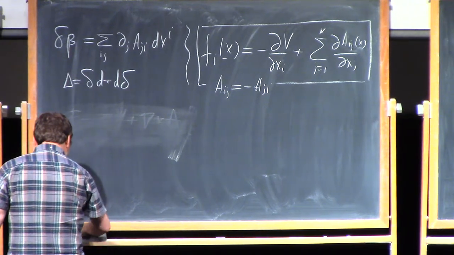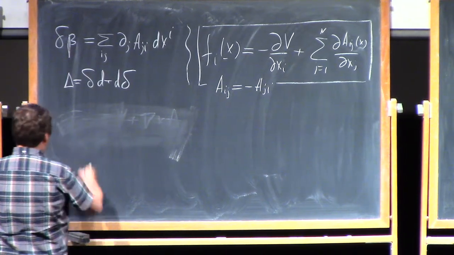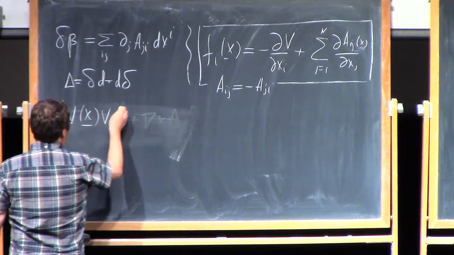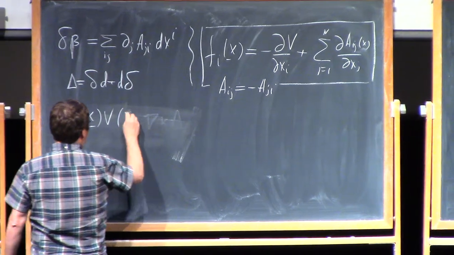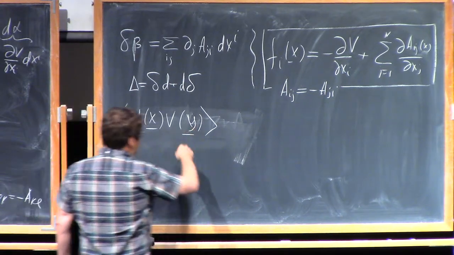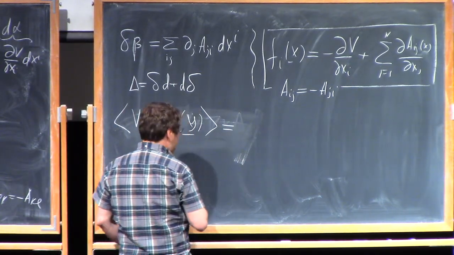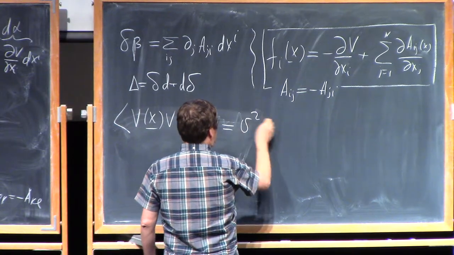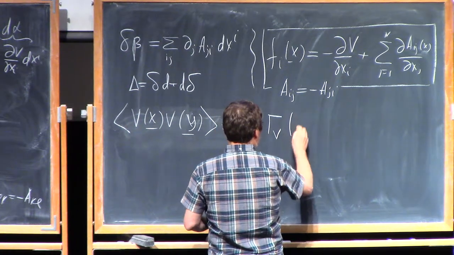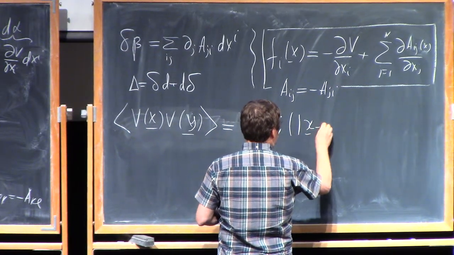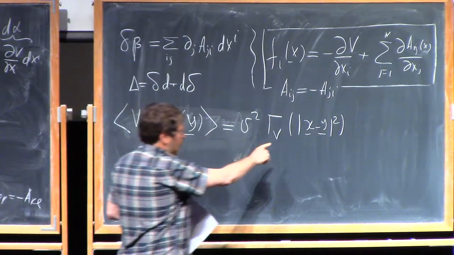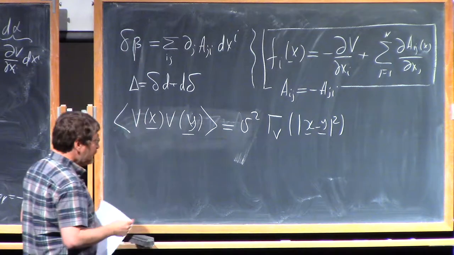This will be our model, in particular. Covariance, so we should specify what is V of X, V of Y for two points in our space, the covariance structure. This we will call V squared, some parameter, gamma V depending on X minus Y squared. This is our assumption of homogeneity and isotropy.